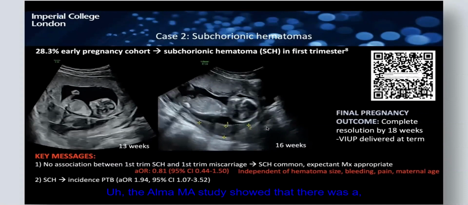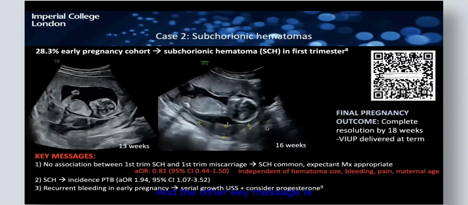The Alma study showed that there was a slight increase in the incidence of preterm birth. And the other key message is that any recurrent bleeding in early pregnancy, or if an intrauterine hematoma is identified, should prompt consideration of serial growth ultrasound and a progesterone administration.